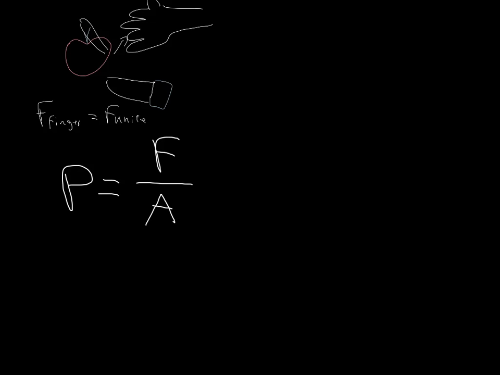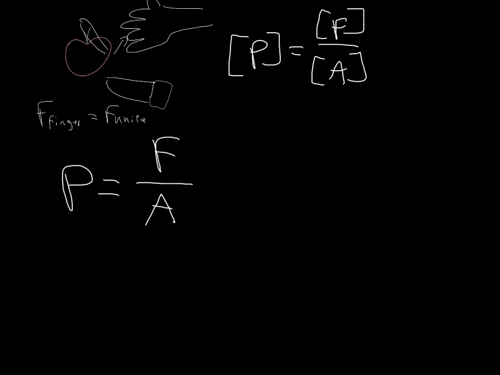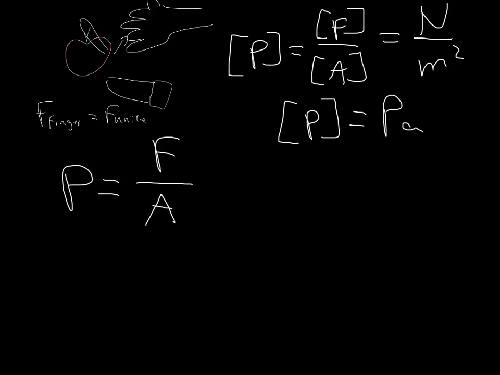Let's think about the units for a moment. Well, the units of pressure, remember this means units, have to be the units of force over the units of area. So in the international system, that's newtons per square meter. But because we don't like writing so much, we call that pascals. So newtons per square meter are called pascals. So that's pressure.